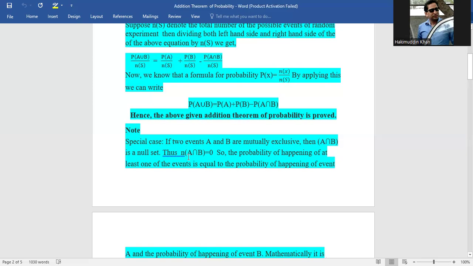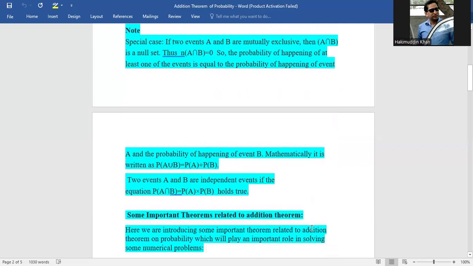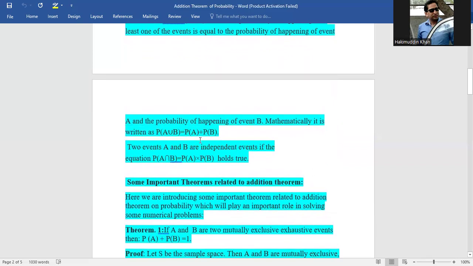Therefore, N of A intersection B becomes 0, so that the probability of happening of at least one of the events is equal to the probability of happening of event A plus the probability of happening of event B. Mathematically, it is written as P of A union B is equal to P of A plus P of B. Guys, simply you have to remember, if two events are mutually exclusive, in that case, P of A intersection B is equal to 0.